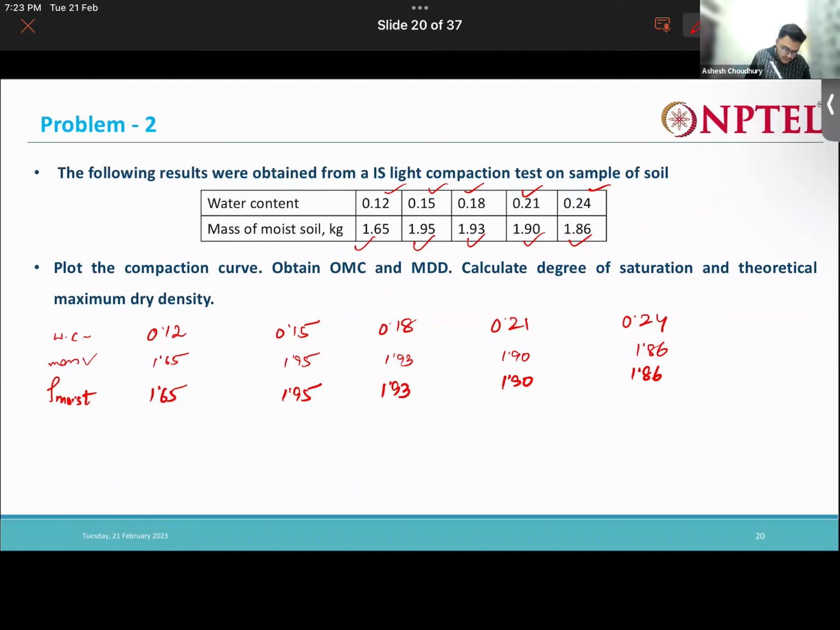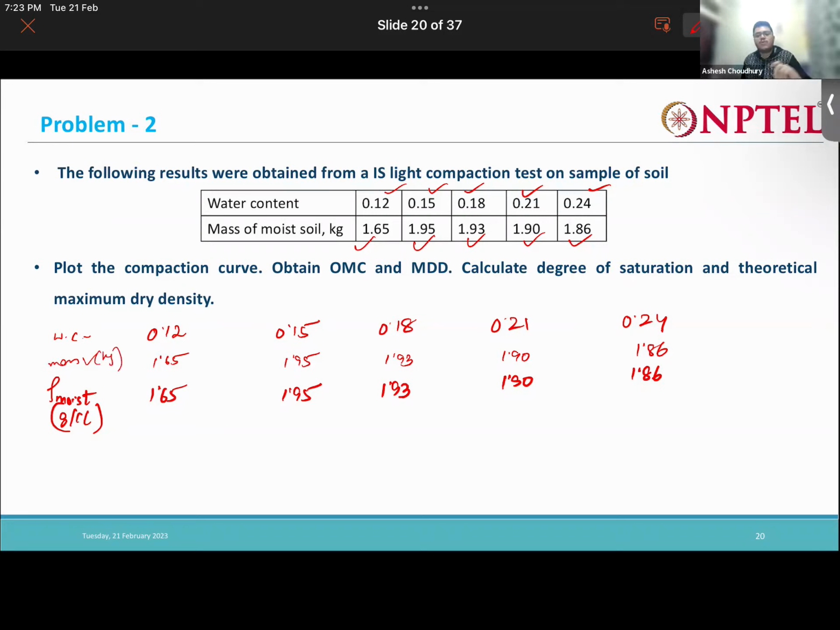Not kg per meter cube, this is actually in gram per cc. 1.65 is in kg, so that means 1650 gram divided by 1000 cc, the volume, so it is 1.65. So we get the moist unit weight in gram per cc.